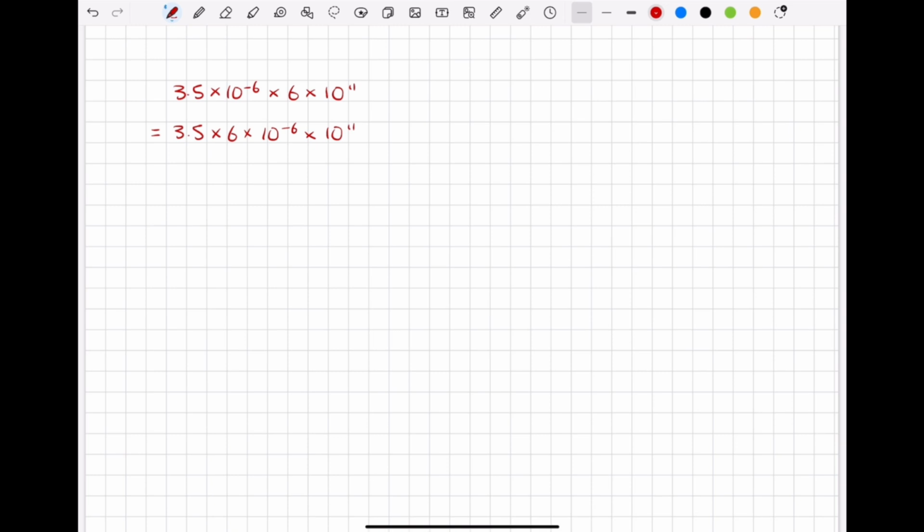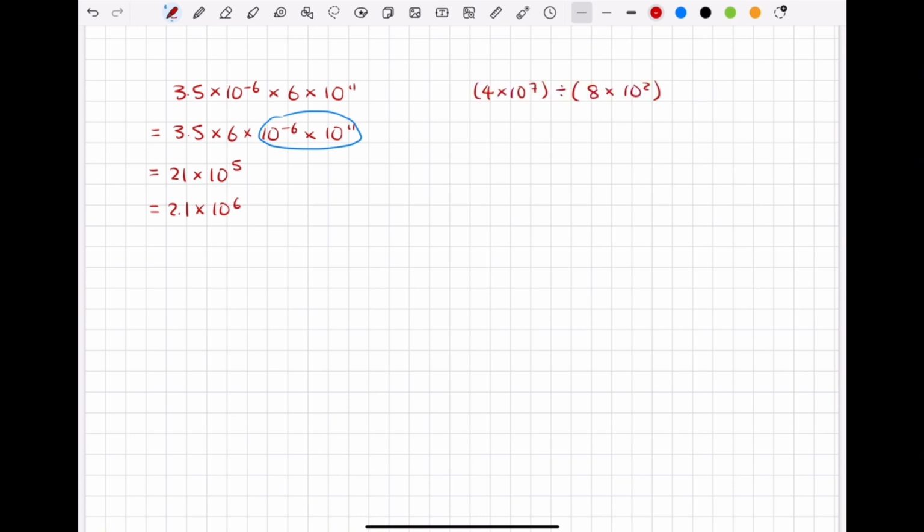3.5 times 6 is 21, and then 10 to the negative 6 times 10 to the 11 is 10 to the 5 by using rules of indices. After we write down the answer, we need to check to see if this number is in its standard form. 21 is bigger than 10, therefore we can write it as 2.1 times 10 to the 6.